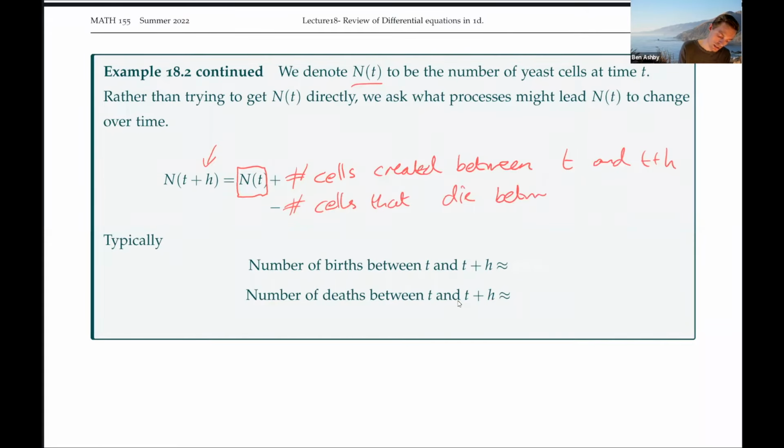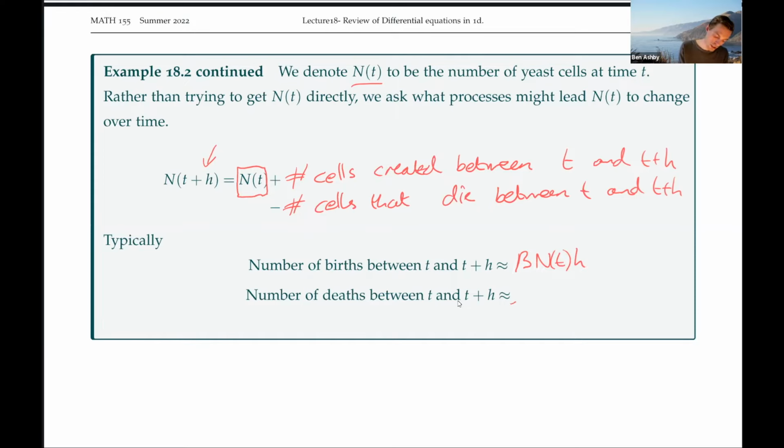again, between t and t plus h. So one of the simplest models we can do is to assume that our births and deaths are occurring at constant per capita rates. So per capita means per individual in the population. So if we have a per capita birth rate of beta, and there are n individuals in the population at time t, and we're going to have a time interval of length h, then the number of births between t and t plus h is going to be approximately equal to beta times n times h.